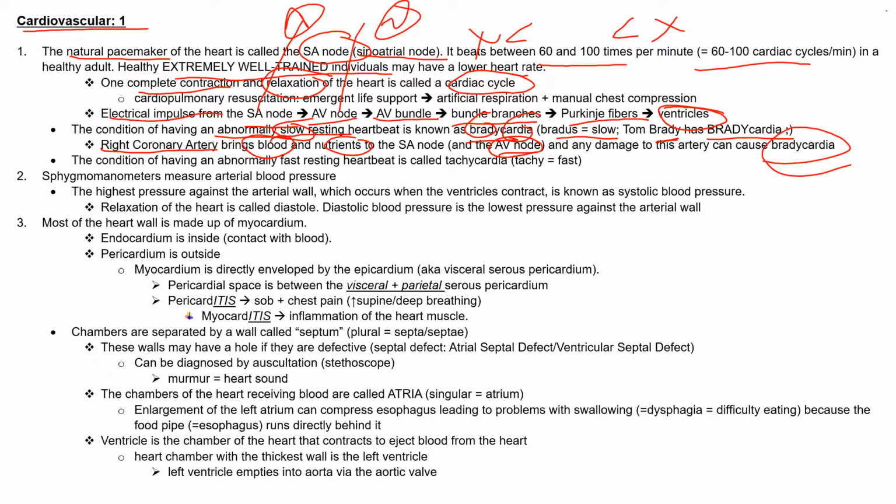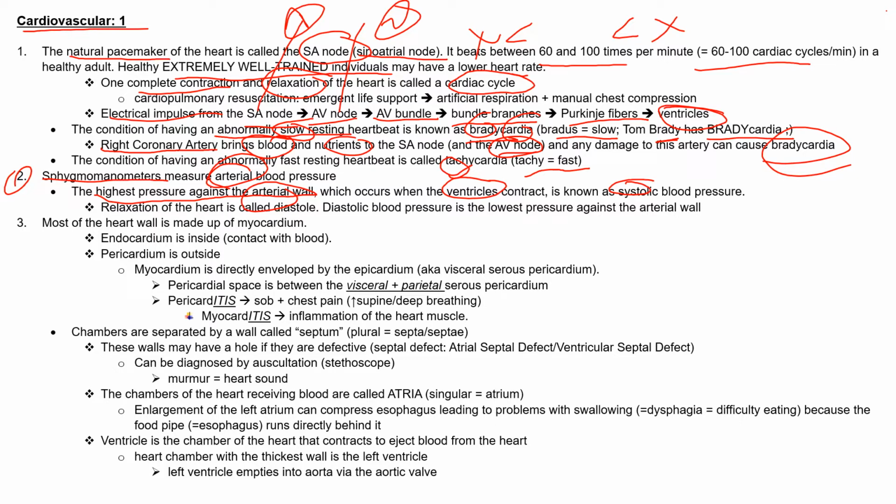And alternatively, you do need to know the term tachycardia, tachometer. Tachy means fast. Sphygmomanometer. So point number 2, sphygmomanometer is an equipment that measures your arterial blood pressure. It's not venous, it's arterial. And the highest pressure against the arterial wall, that's your systolic pressure, and you get it when the ventricles contract. I'll show you in class the details.